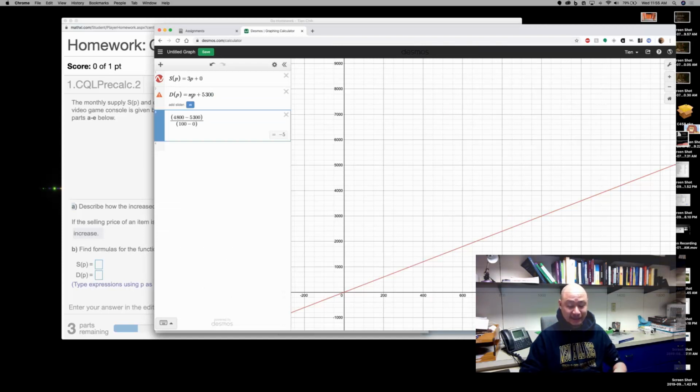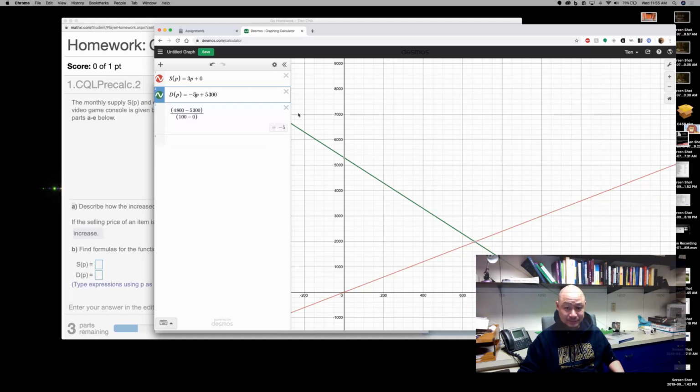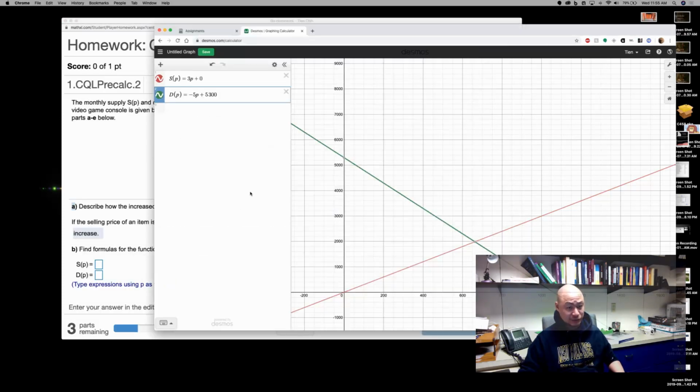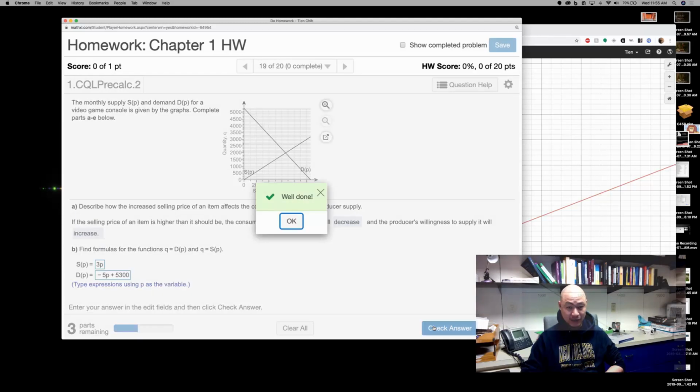And so with a slope of -5, I can plot that there, and I have my supply and demand curves that look just like the given supply and demand curves. So I believe that this is my solution. And so if I go ahead and put in my solutions that I just got here, I do believe that this will be correct. All right.